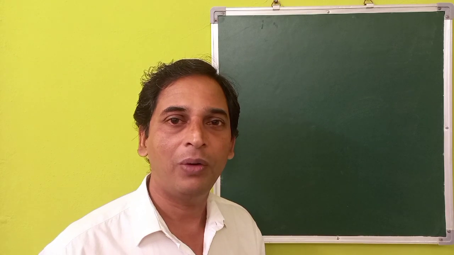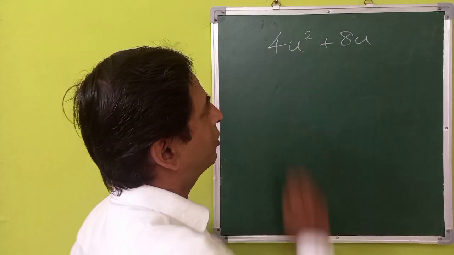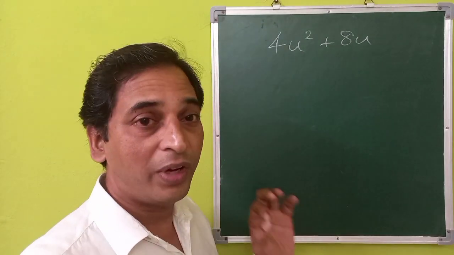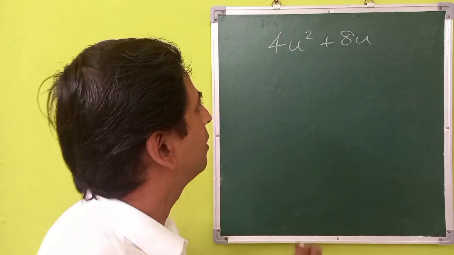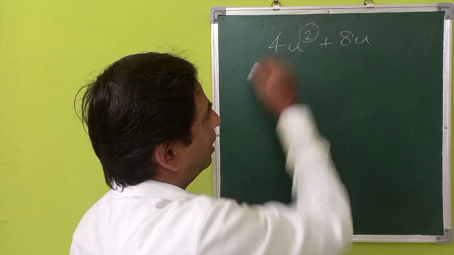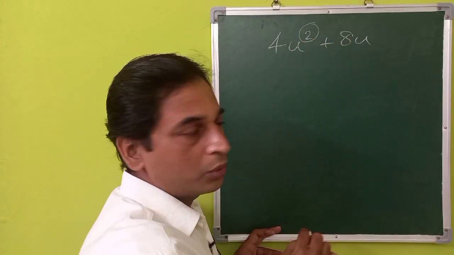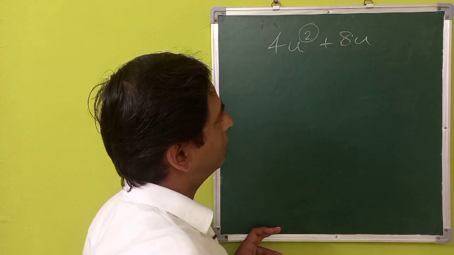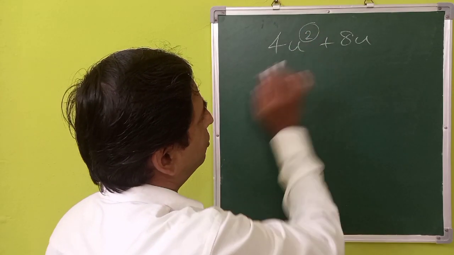In this video, we will solve a problem involving a quadratic polynomial. We need to find the zeros of this polynomial and verify its relationship with the coefficients of the polynomial. Okay, how can we find the zeros of this polynomial? It is a quadratic polynomial because the degree of the polynomial is 2. So if the degree of the polynomial is 2, there will be 2 zeros maximum. So how can we find the 2 zeros of this?